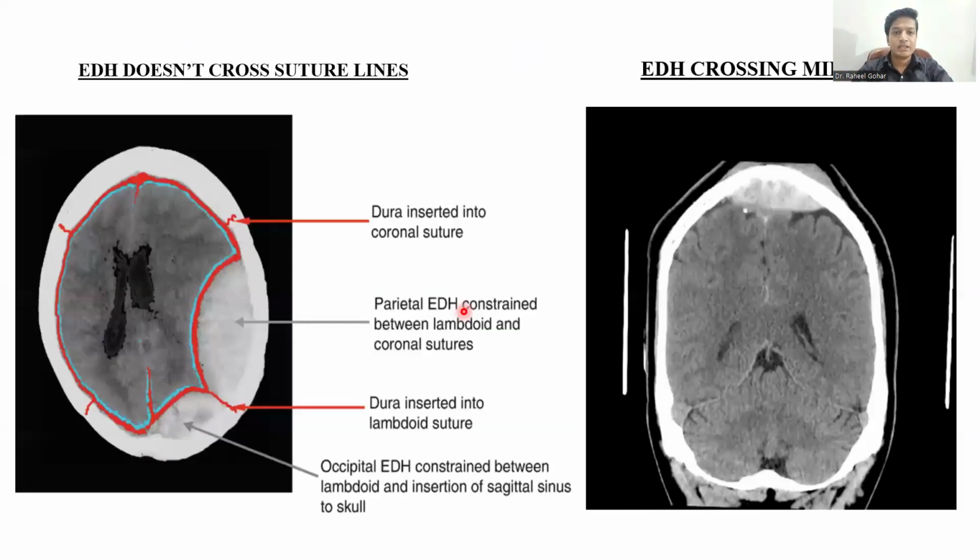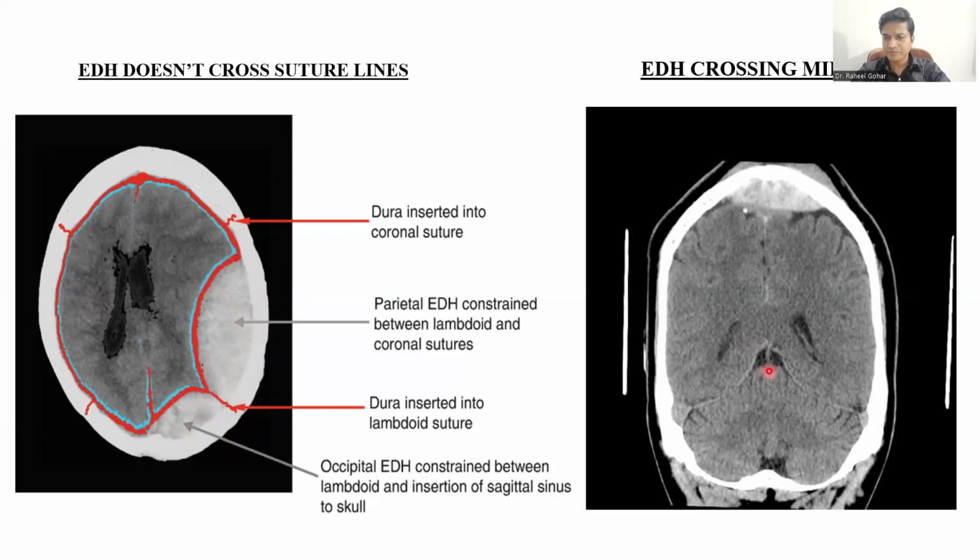Okay. Now moving forward, as I have already told you, EDH does not cross the suture lines. So you can see this is the coronal suture, this is the parieto-occipital suture, and here you can see it usually does not cross the suture line. But there are two extradural hematomas. One is this one, and one is this one. And as the dura is adherent on the suture line, you can easily see that it is forming a biconvexity here and here as well. So there are two EDH in the parietal and occipital area.